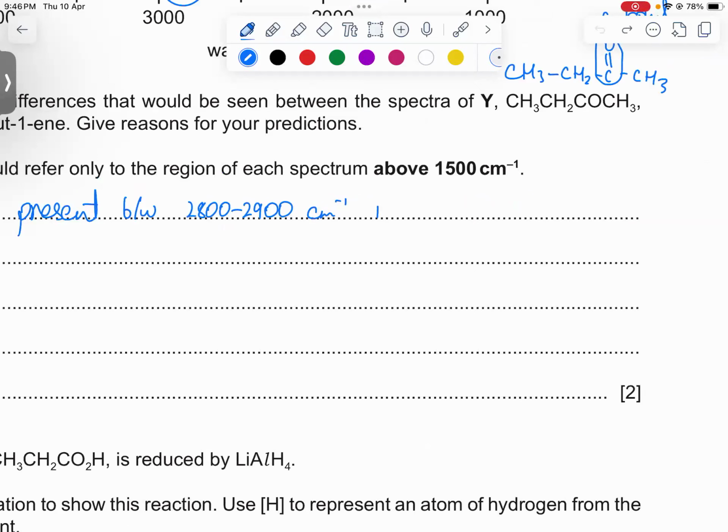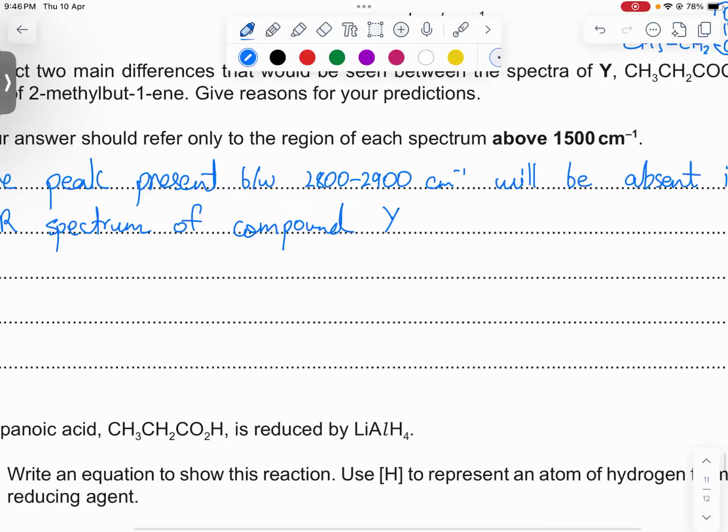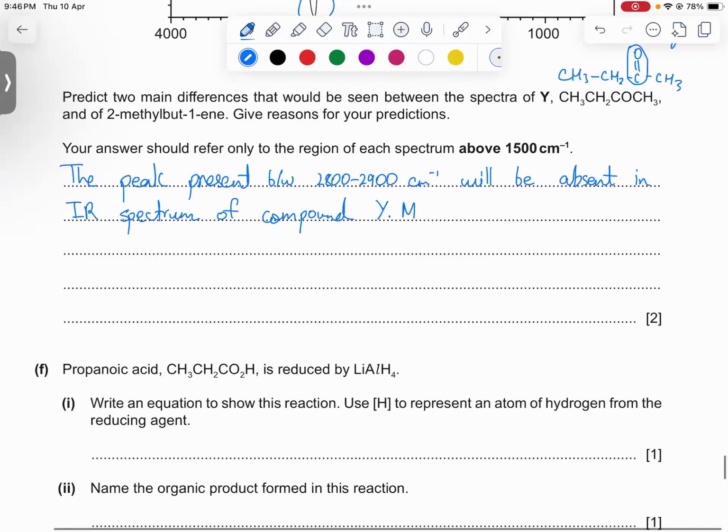will be absent in the IR spectrum of compound Y. Full stop. Moreover, compound Y contains a carbonyl functional group.